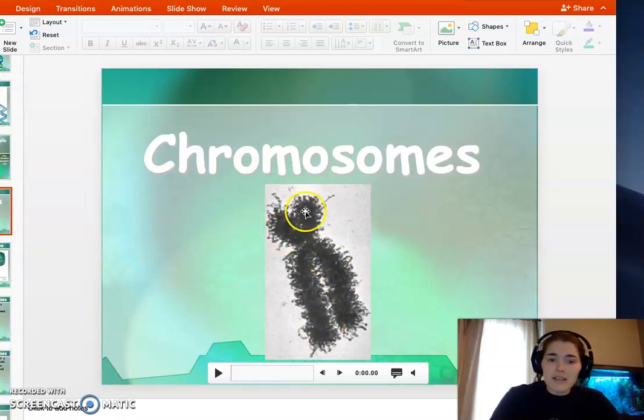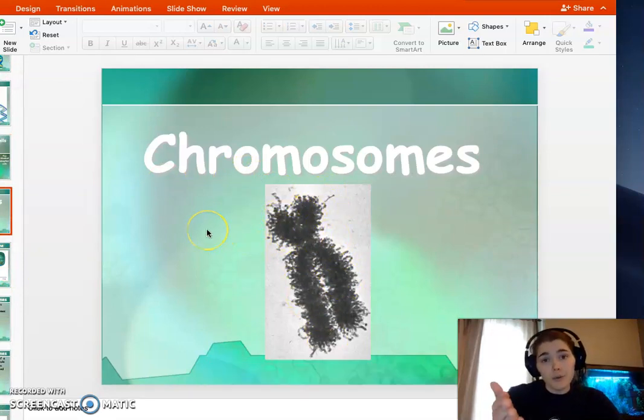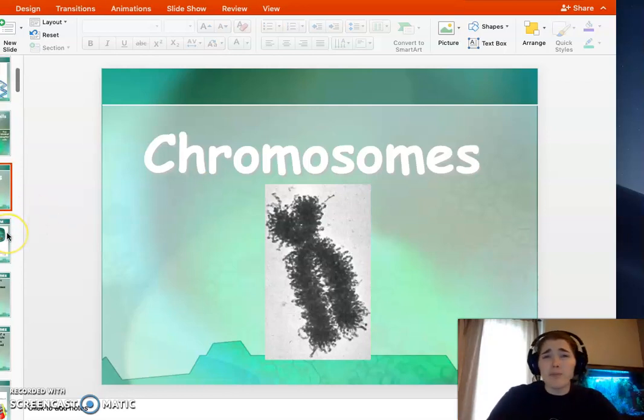Our chromosomes. So our chromosomes are these little X-shaped things. You, as a human being, have 46 chromosomes. You could have one more or one less. But on average, a human being has 46 chromosomes. Some things like a butterfly can have more. Butterflies have more chromosomes than you do, but a fly has less. A fly only has 8.